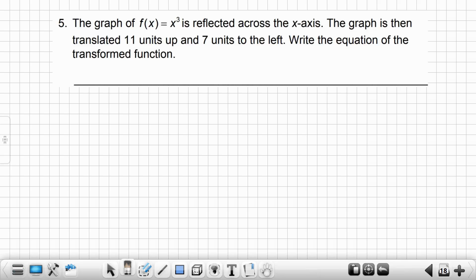The graph of f of x equals x cubed is reflected across the x-axis, up 11, 7 left. Oh, this is nothing, guys. This is nothing. Okay? I'm gonna write down the answer, Samuel, or I'll have somebody. Go ahead.